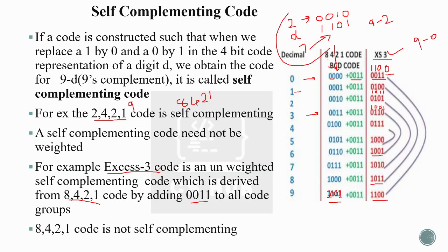This is the structure of the self-complementing code. We consider the 4-bit representation, and we have interchanged the zeros and ones, and we get the code equal to 9 minus D, or we get the code of 9's complement. This is the concept. Okay, let's move on to the next topic, that is cyclic code or reflected code or gray code. All of these are the same.